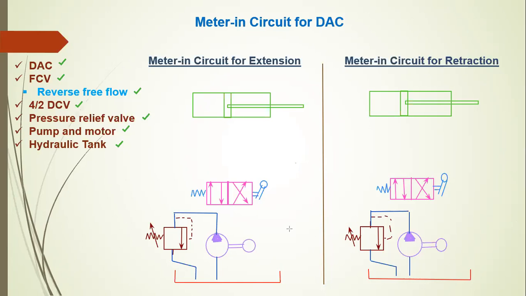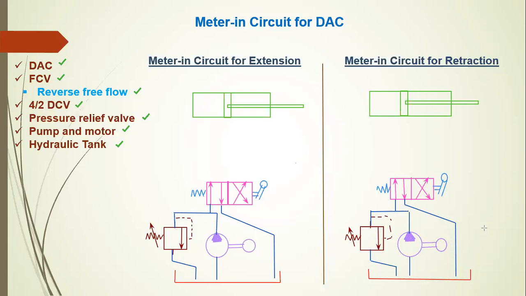Then we have to connect the 4x2 DCV to the hydraulic pump, on both sides. Then the secondary output from the 4x2 DCV is connected to the hydraulic tank. So at that point we connect to the hydraulic tank. This is the output from the direction control valve, and it drains oil directly into the hydraulic tank.